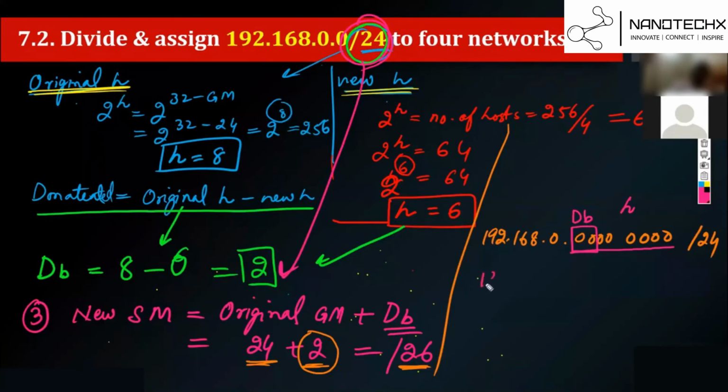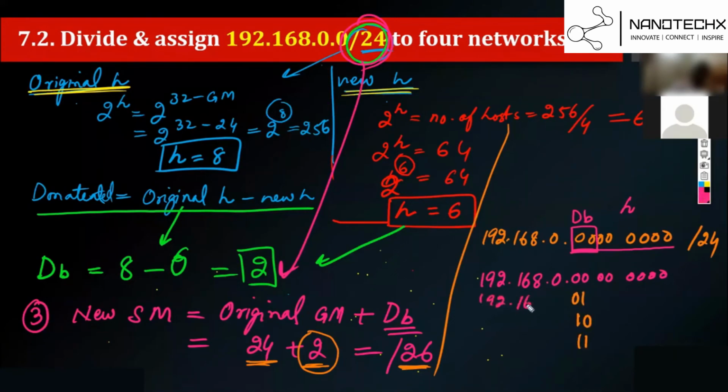So what are our 4 networks? 192.168.0, and these two bits we have to write as 00, and the remaining bits zeros. So we write all 4 possible combinations. Let me write first 00. Second will be 01, third will be 10, and fourth will be 11. Then the remaining will stay the same.